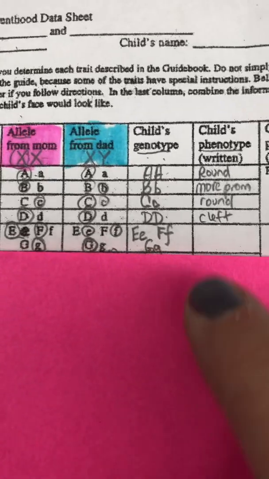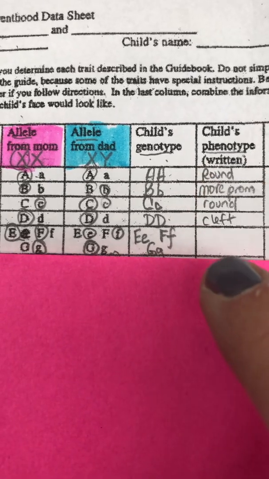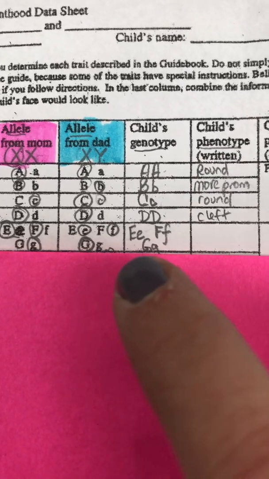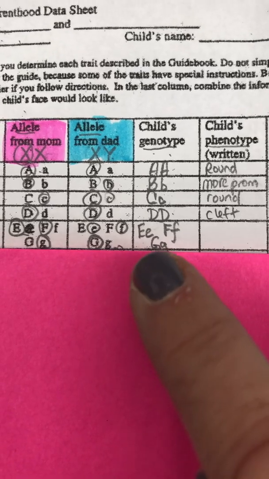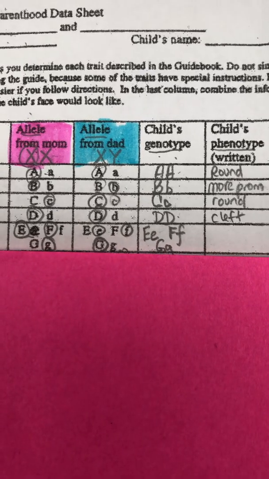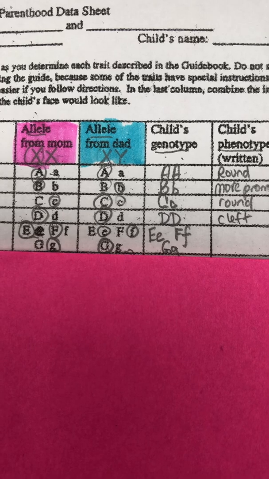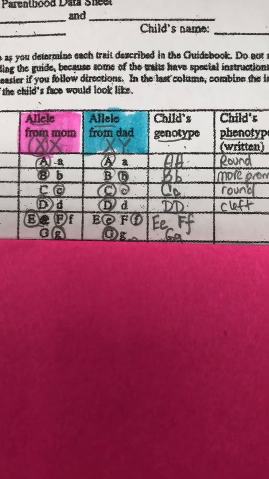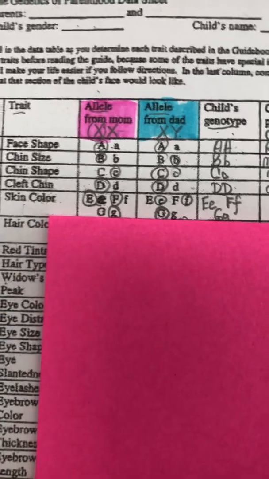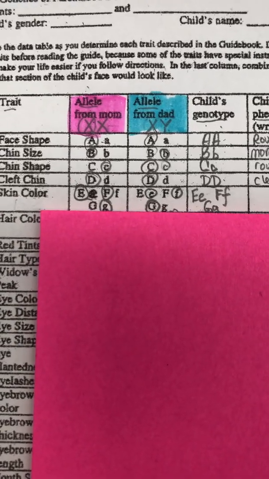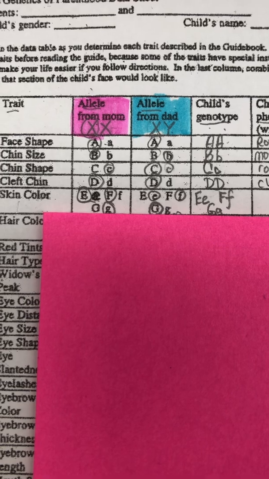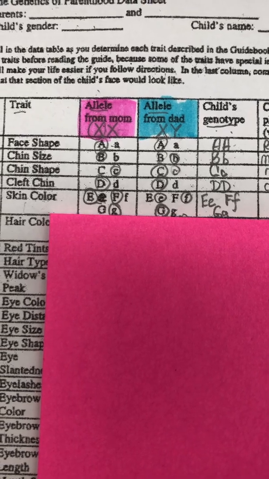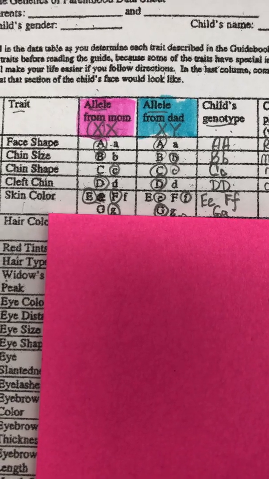So to determine what the child's phenotype is, which is what it looks like, you simply count up the dominant alleles. There's 1 dominant E, 1 dominant F, and 1 dominant G. That's 3 alleles. And if you look in your paperwork, it'll say that the skin color with 3 dominant alleles is less melanin, or less brown. So it's a very light brown color.